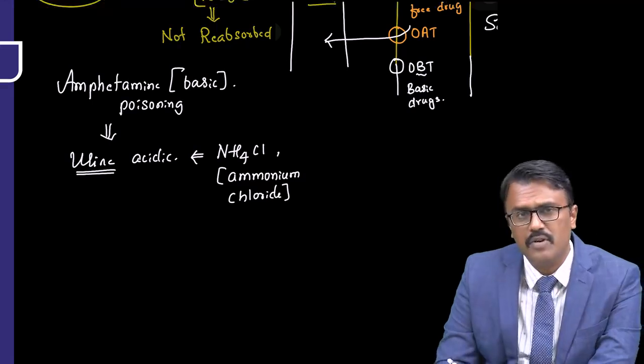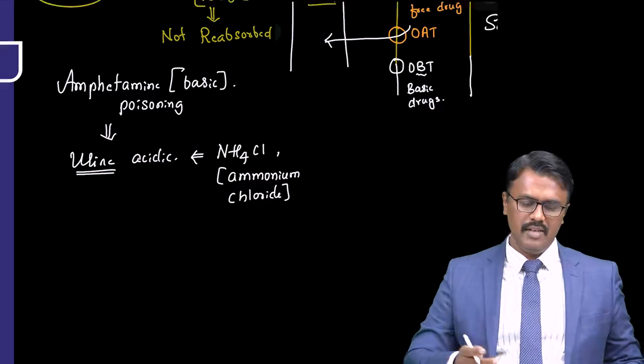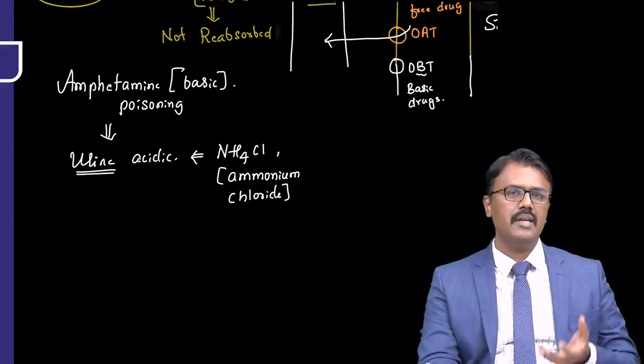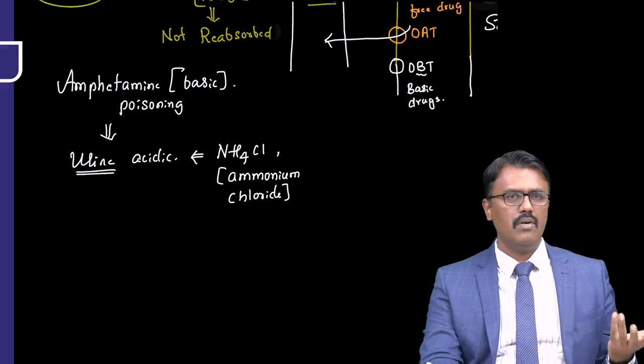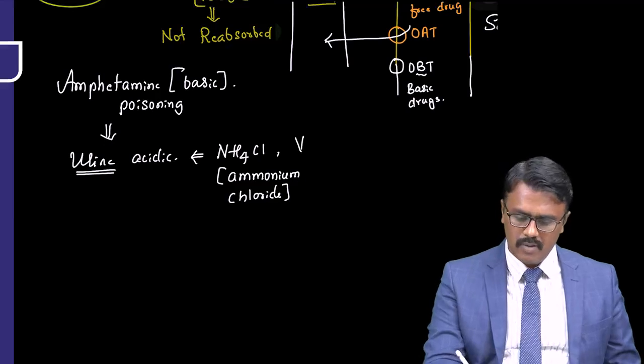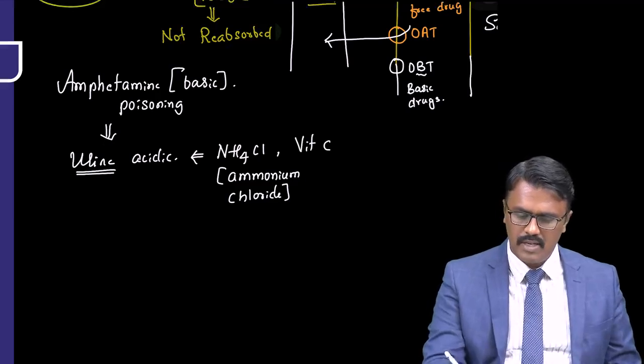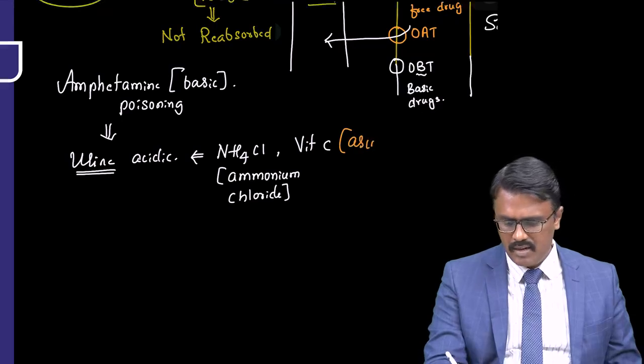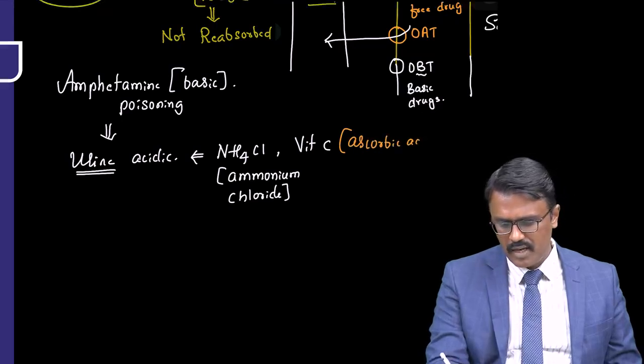Are there any other options for us? Yes, we have an acid. Can you tell the patient to drink sulfuric acid or nitric acid? No, they will burn. There is one acid which can be given, and that is vitamin C. What is the other name for vitamin C? It is also called ascorbic acid. So we can give that.